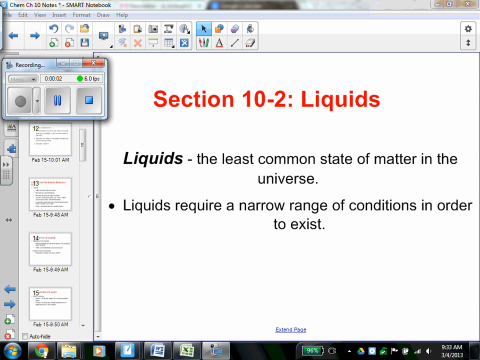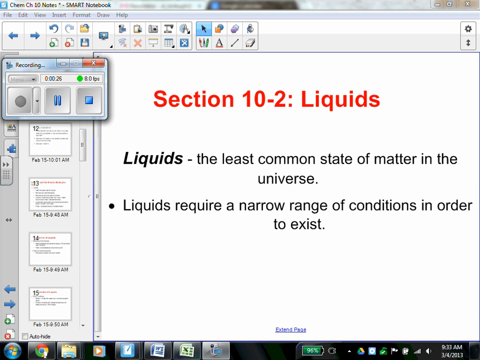Second section of chapter 10 is on liquids. And liquids, as I've defined here, is the least common state of matter in the universe. The reason for that is because liquids need this narrow range of conditions in order to exist. We are very used to liquids because of this narrow range of temperatures and pressures, which is basically what we're up against here on the planet Earth. So we notice a lot of liquids.